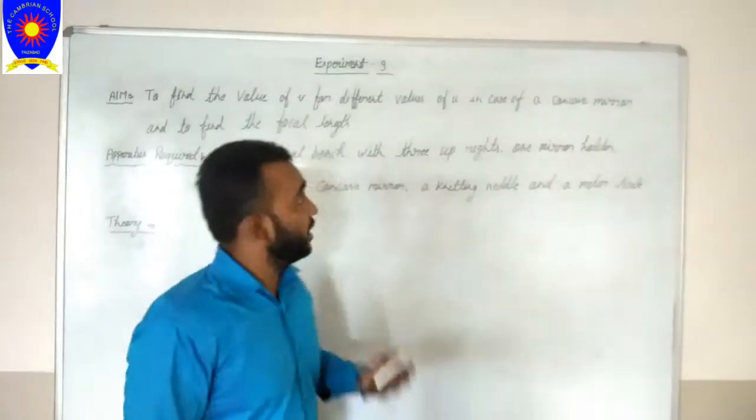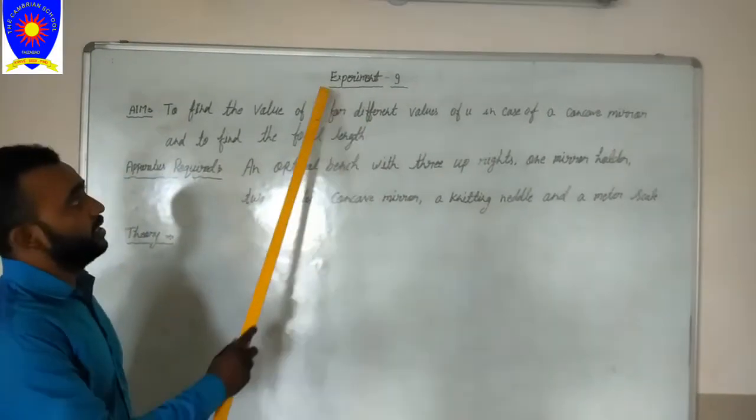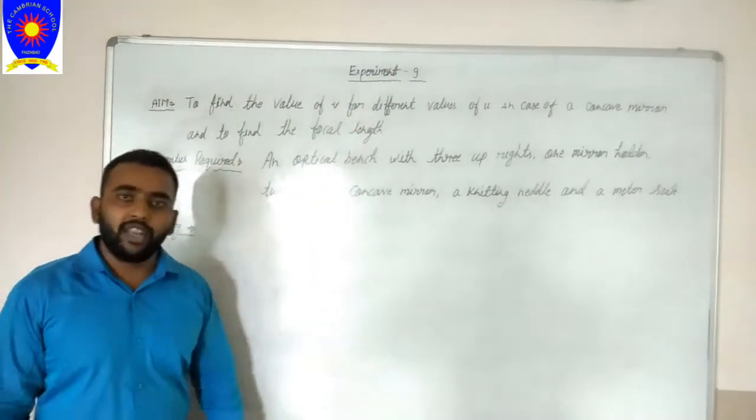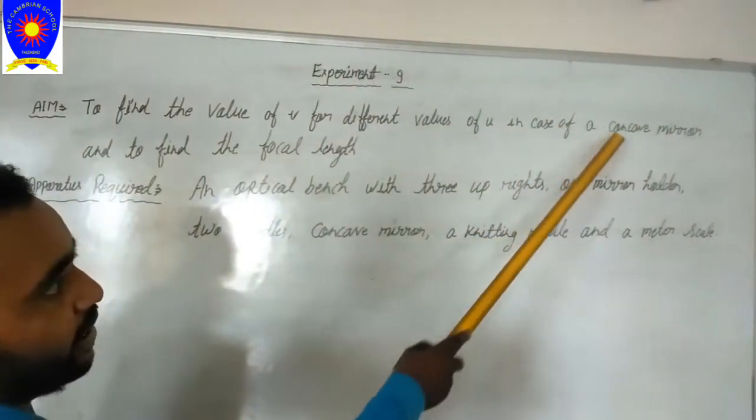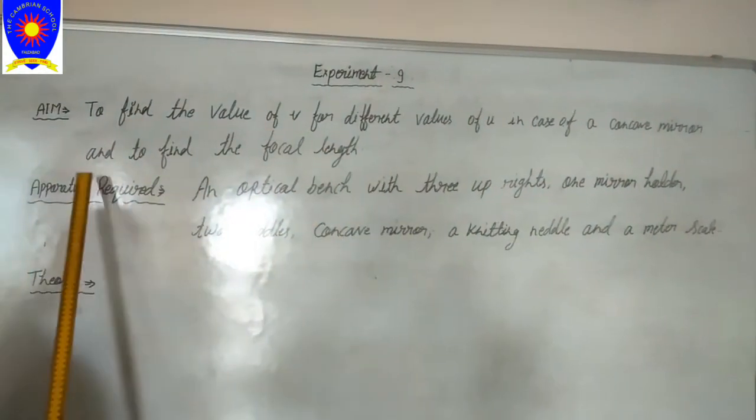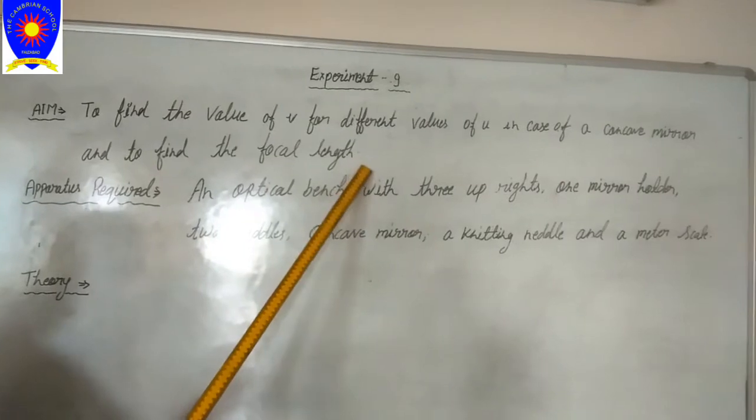So today again we have an experiment, and this is experiment number 9 of class 12 physics. The aim of the practical is to find the value of V for different values of U in case of a concave mirror and to find the focal length.